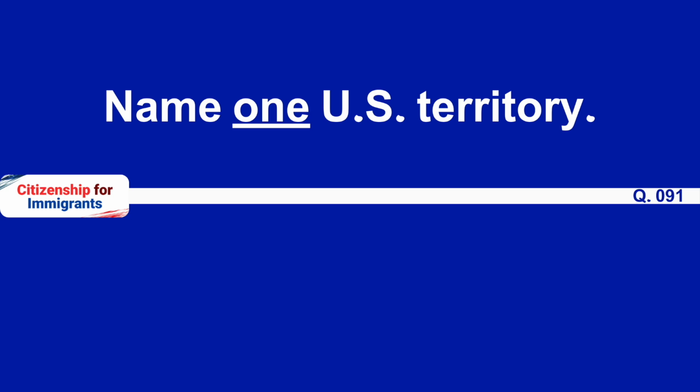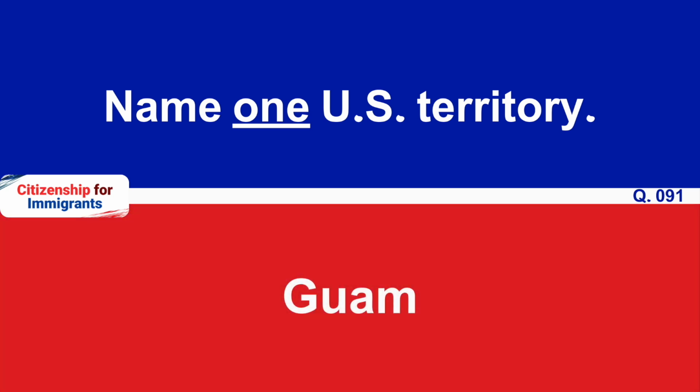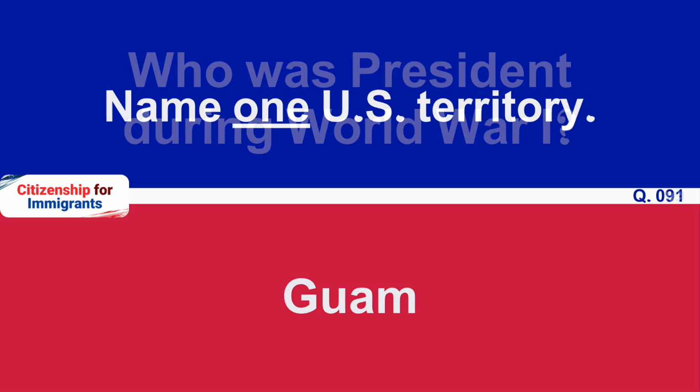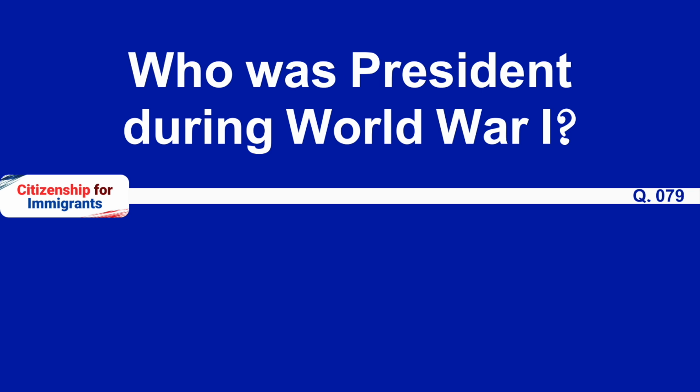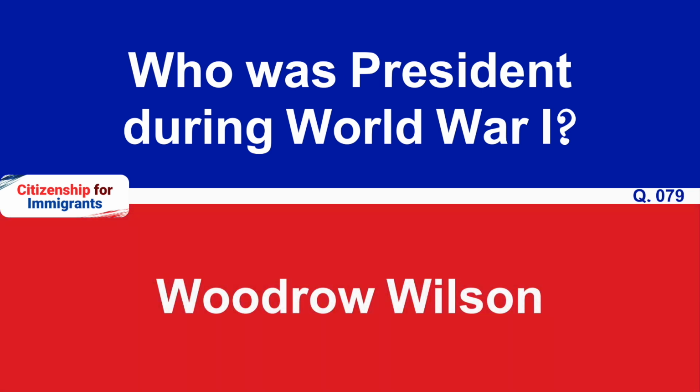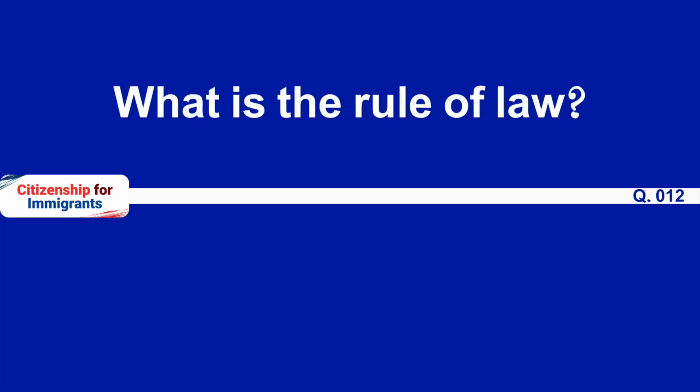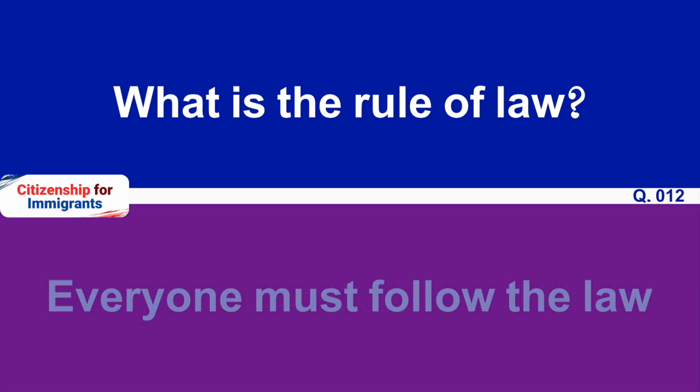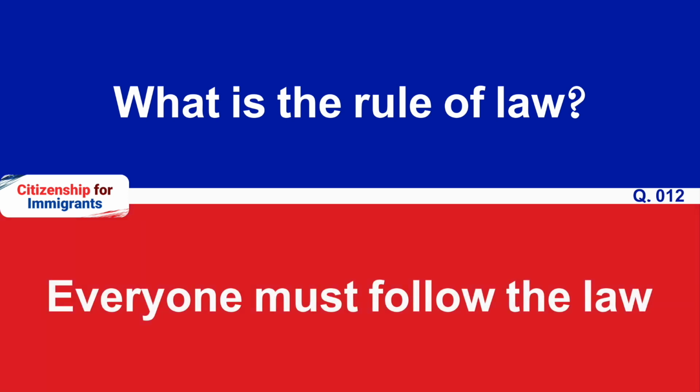Name one U.S. territory. Guam. Who was president during World War I? Woodrow Wilson. What is the rule of law? Everyone must follow the law.